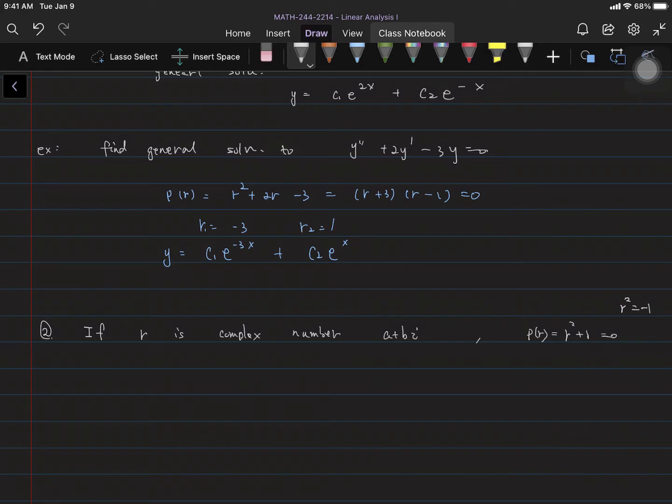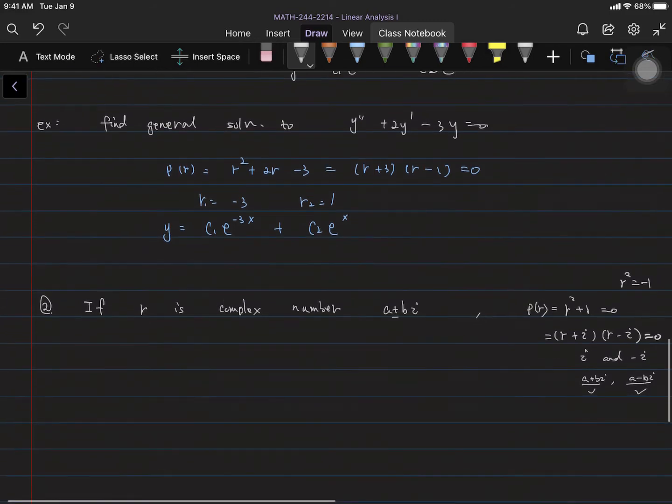Okay, complex solution. So for this one, if we factor that, it's going to be r plus i, r minus i. So the solutions should be i and -i. Usually for the complex solution, a plus bi and a minus bi always appear as a pair. They are called conjugates of each other, right? So if this is a solution, a minus bi has to be a solution. So a plus minus bi is going to be the solution.